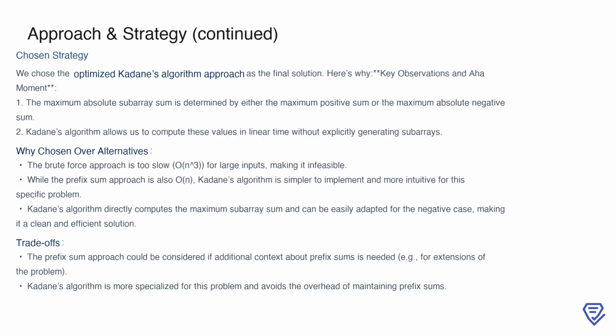Compared to the alternatives, the brute force approach is clearly too slow, with its O(n³) time complexity making it infeasible for larger inputs. While the prefix sum approach is also O(n), Kadane's algorithm is simpler to implement and better suited to this specific problem. It directly computes the maximum subarray sum and can be easily adapted for the negative case, resulting in a clean and efficient solution. The trade-offs are minimal. While the prefix sum approach might be more versatile in problems requiring additional context about prefix sums, Kadane's algorithm is more specialized, making it the ideal choice here.